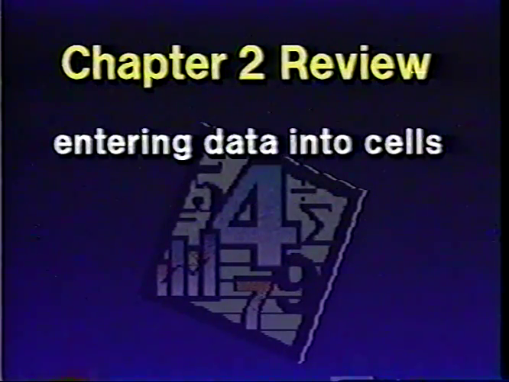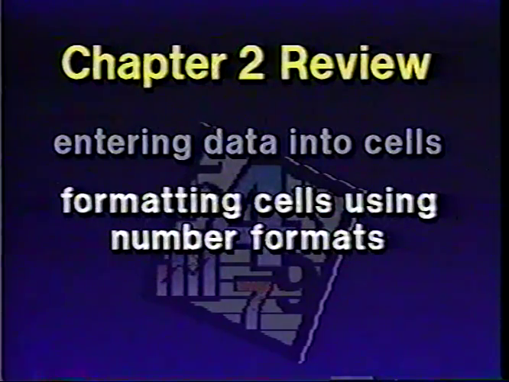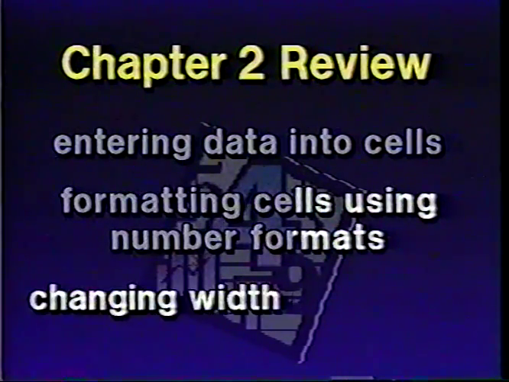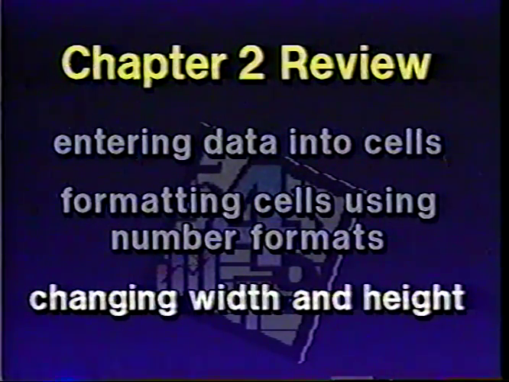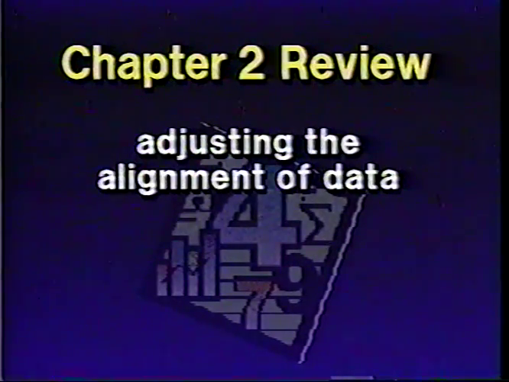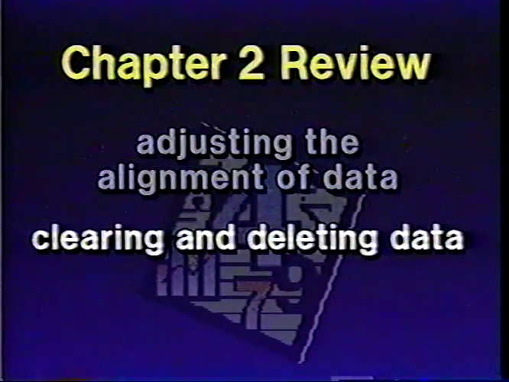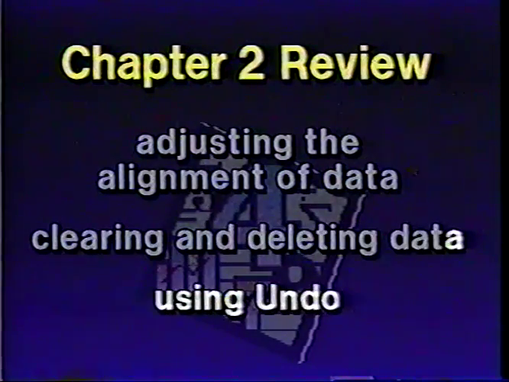In this chapter, we entered data into the cells of the worksheet. Then we formatted cells using Excel's number formats. We changed both column width and row height. We also adjusted the alignment of the data in the cells. Finally, we cleared and deleted data, and then we used the Undo command.